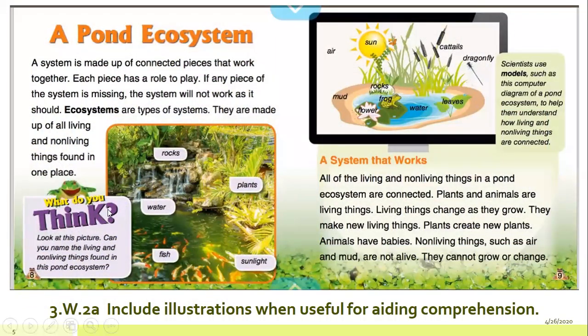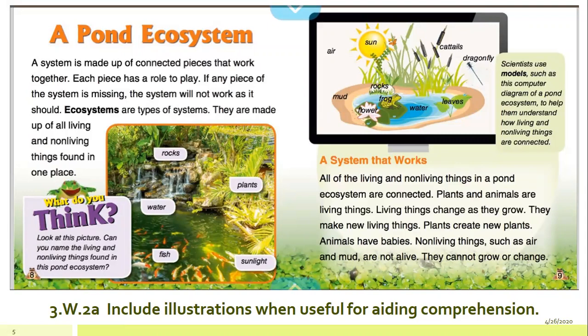But our hooks aren't always written in a title or the first sentence. You can also place that in, what do you think? If you look at this page right here, look at this picture. Can you name the living and non-living things found in this pond system? So you go over and you look, and you might say, this is an actual photograph model. Sunlight, plants, rocks, water, and fish are all labeled. But I'm looking at this illustration or model, and it looks a little different.